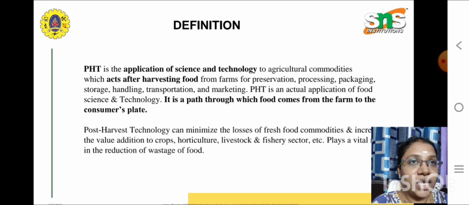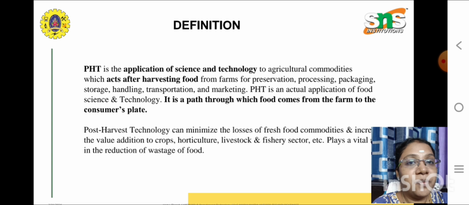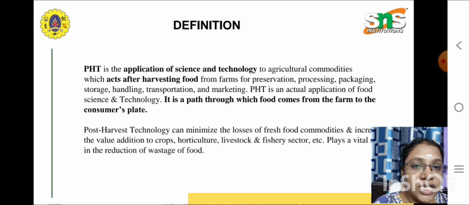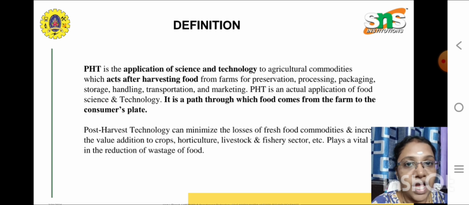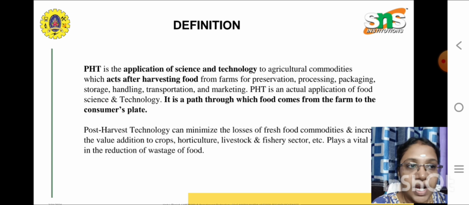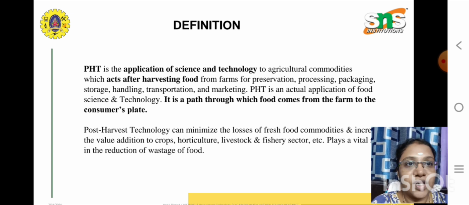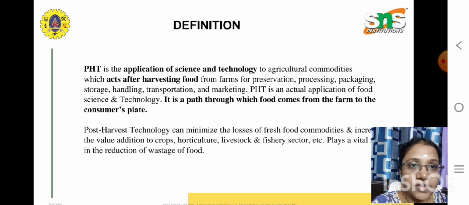The need for post harvest is that the main aim is to preserve the particular food, process it, package and storage, handling, transportation and marketing. So these are all the post harvest operations that we undergo. It is actually the application of, as I already told, the science and technology. So it serves as a path through which the food comes from the farm to the consumer's plate.